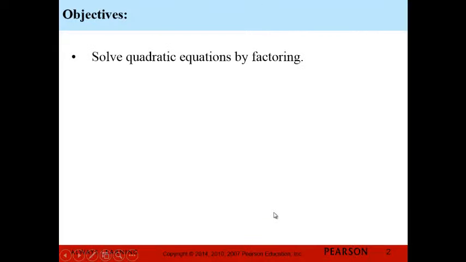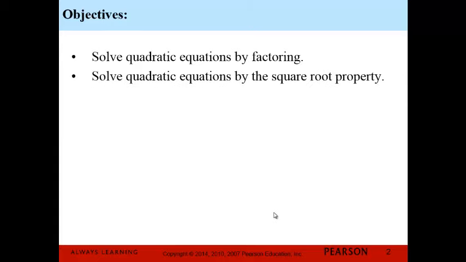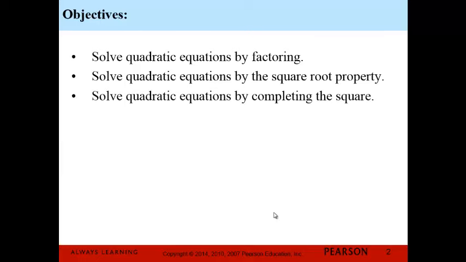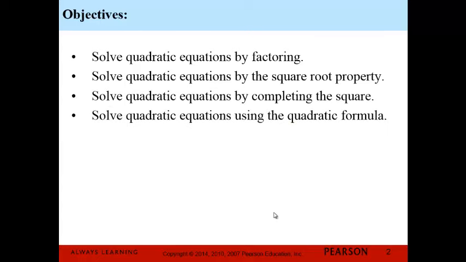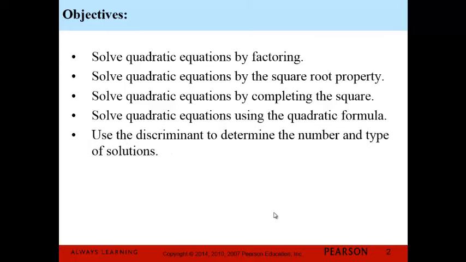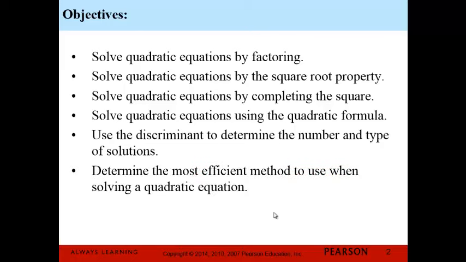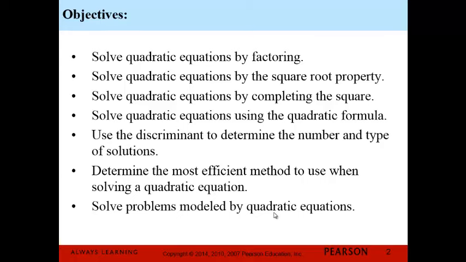The objectives for this section are to solve quadratic equations by factoring, by using the square root property, by completing the square, and by use of the quadratic formula. We also want you to learn to use the discriminant to determine the number and type of solutions that a quadratic equation may possess, as well as determining the most efficient method to use when solving a quadratic equation. We'll also take a look at solving problems that are modeled by quadratic equations.